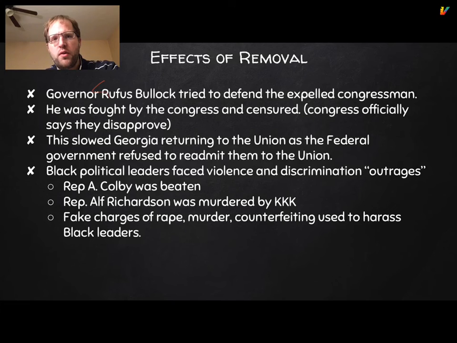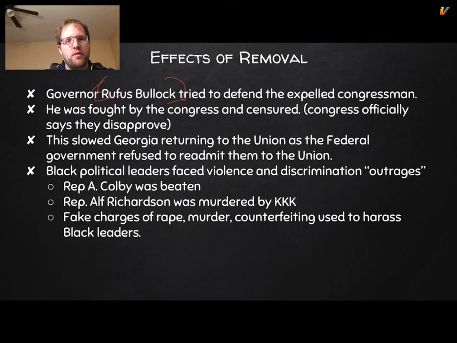If you look right here, you need to know this guy's name. He's going to pop up in the next unit too. This is Rufus Bullock. He was sort of the last Republican governor of Georgia for a really long time. He was elected during Reconstruction, and he basically put his neck out and said, hey, we shouldn't kick these men out of Congress. And what happens is the Congress does something that they call censure or censor. And basically they say that, Rufus Bullock, be quiet. We're not going to listen to you. And so they do not let these men back into Congress.